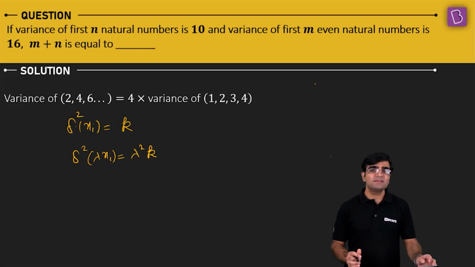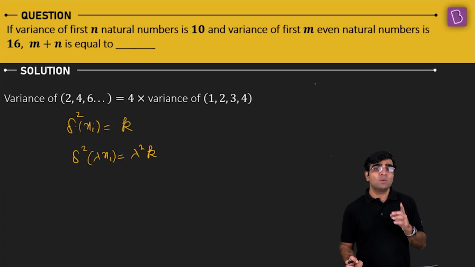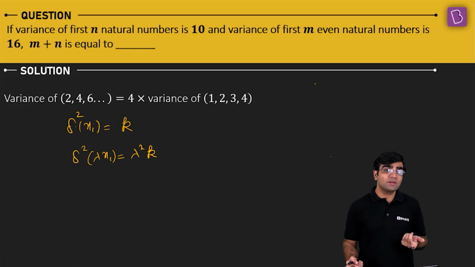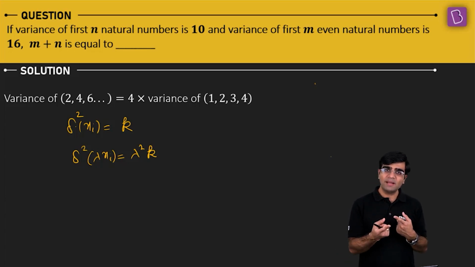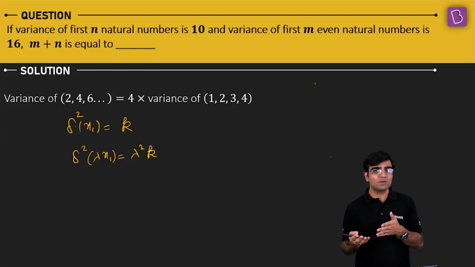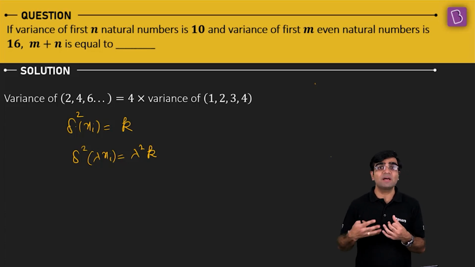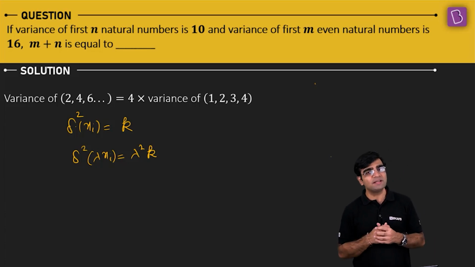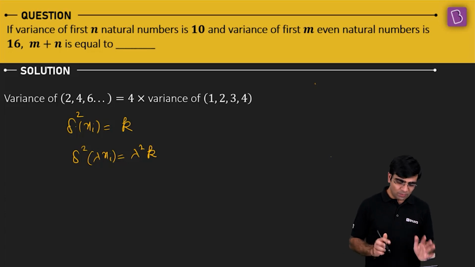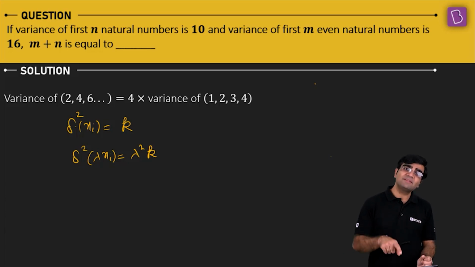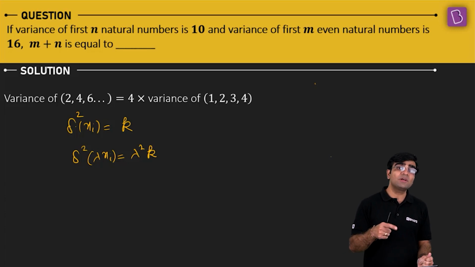See, earlier my observation was 1, 2, 3. Now my observation is 2, 4, 6. Every element got doubled, right? So 2 square came out. Had it been 3, 6, 9, it would have been 3 square times the original delta square. That's what it is. So if delta square of xi variable is k, then delta square of lambda xi is lambda square k.